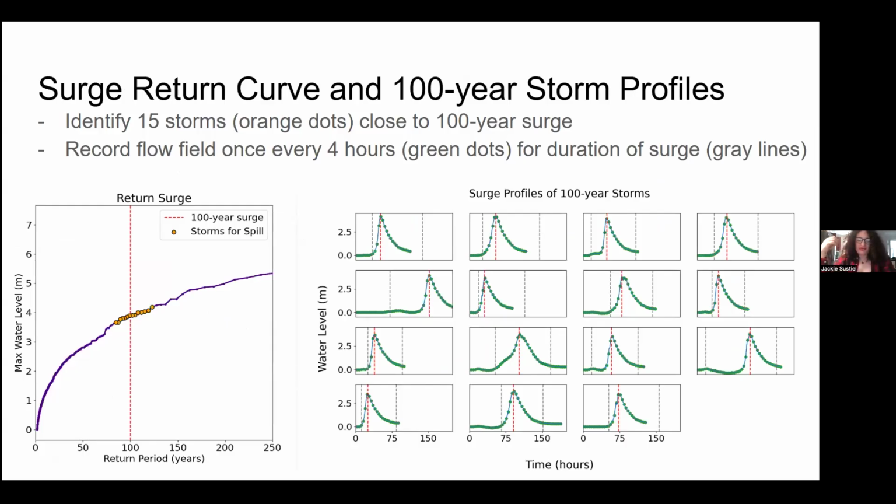We can also calculate the return surge by calculating the surge height from every storm and doing a return period. Doing that, we get where the 100-year storm is, and we can look at the 15 storms that have surge closest to that. To set up the simulations, I'm going to record the flow field once every 4 hours. You can see here the surge profiles for each of these storms, and the dots indicate when I'm recording the flood. Yeah, that's basically the setup.